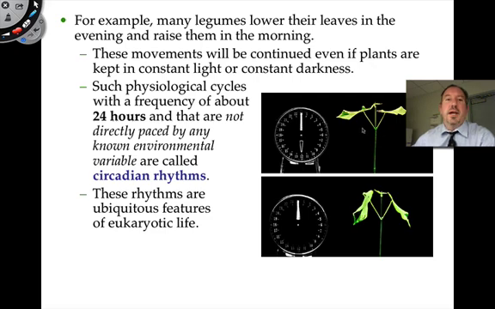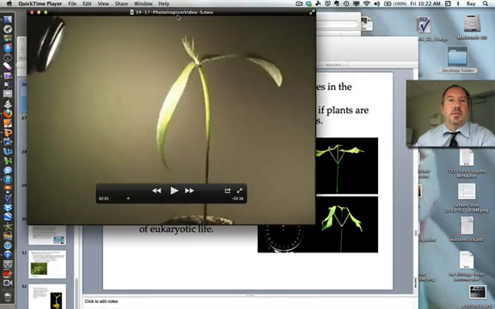And so when you keep plants in a dark chamber, they still continue to open up their leaves or close their leaves as if it's morning or evening. It's kind of fascinating. And so we call that circadian rhythms. And let me just give you an example of what I mean about opening and shutting these leaves, because that's kind of abstract. And so this is what I mean.